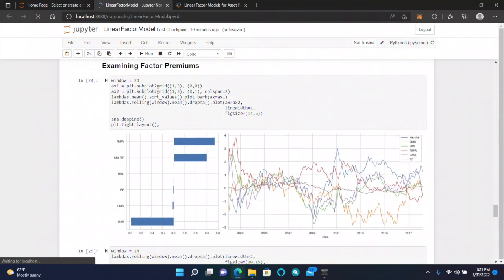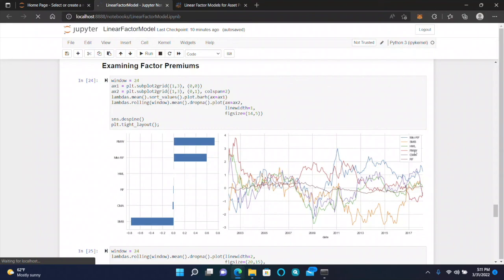Then we can look at how those factor premiums change over time. With this plot, you can see how they're pretty crazy. Look at the one for the risk-free rate. We would expect that to be close to 0 because why does that matter, right? It didn't have a beta at all in our model, so it's close to 0 the whole time, which is good.